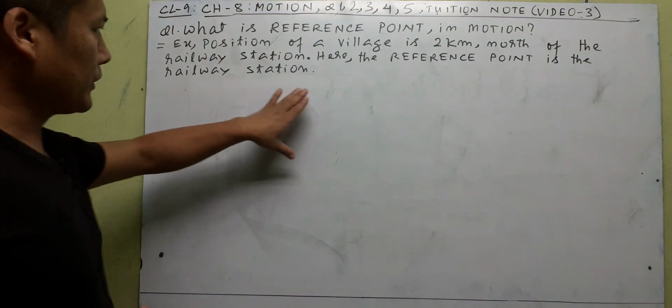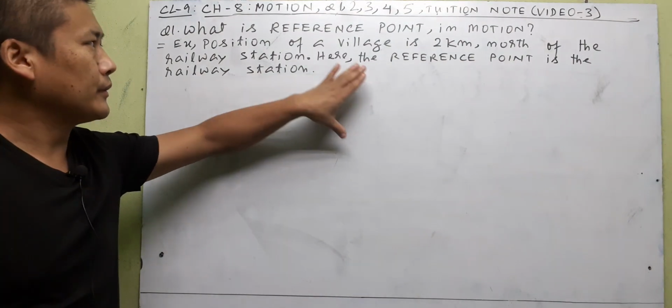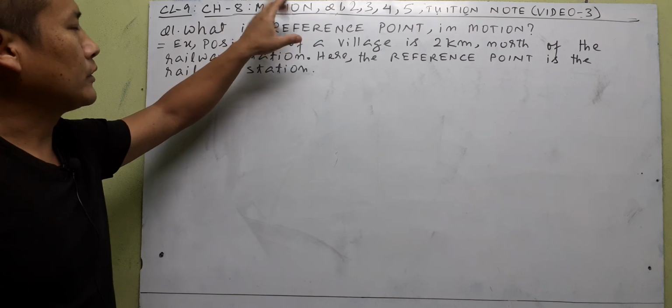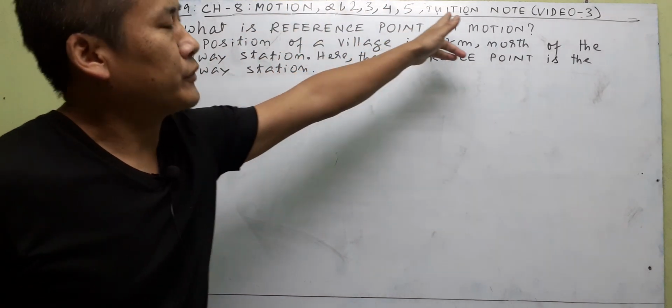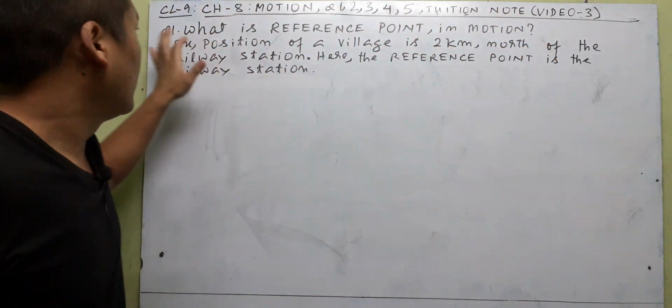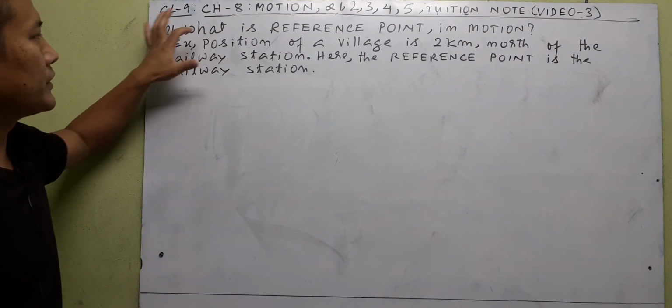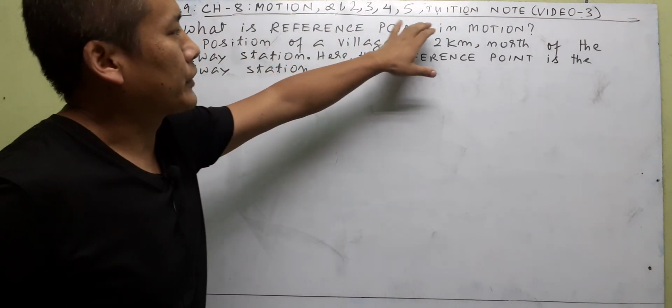Okay, so continuing with our class 8 science chapter, motion. These questions we're going to cover, you can write them down. The question we're going to discuss first today is, what is a reference point in motion?